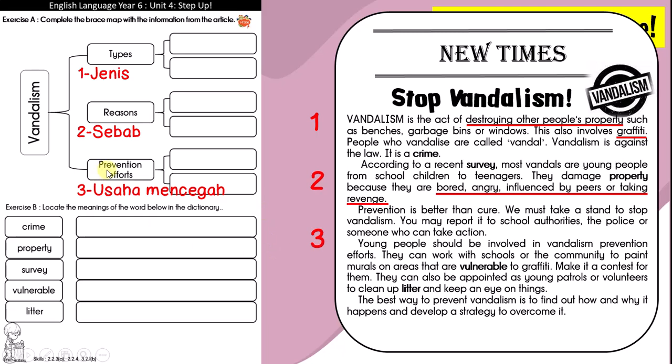And then number 3, prevention efforts. Usaha untuk mencegah. 1. Report it to school authorities, the police, or someone who can take action. School authorities means pihak pengurusan sekolah. Because the answer is very long here, you can just take this chunk. Report it to school authorities. You write it here. And number 2, involved in vandalism prevention effort, means melibatkan diri dalam usaha mencegah vandalism.